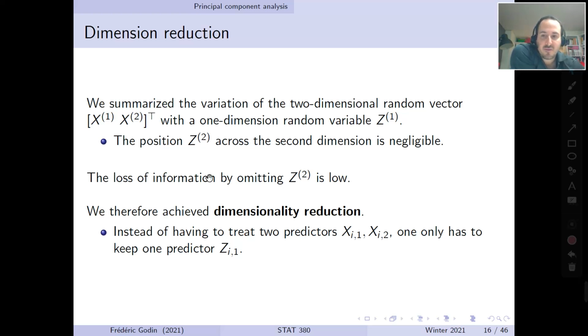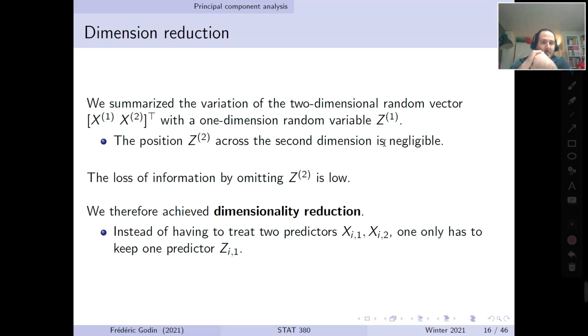So the loss of information provided by omitting Z2 is very low, and therefore, instead of working with a two-dimensional data set, we are able now to work with a data set with a single predictor, which summarizes very well the information provided by the original one. Because of this, we've achieved dimensionality reduction, and we can work with data which has smaller dimension. So here in this simple example, we go from two dimensions to one dimension.